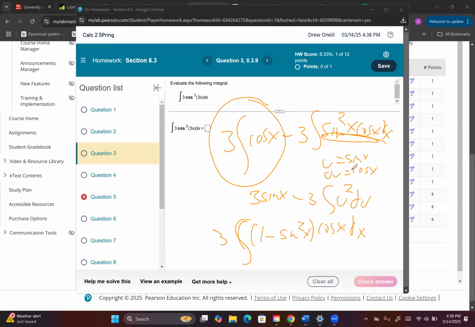We get u cubed over 3. And so the final answer would be 3 sine x minus u cubed, but u is sine, so sine cubed x. You guys have help for this one, so you can follow. That's close. Okay, so that part is this. If you do that, you'll get that. So make sure you're trying these.